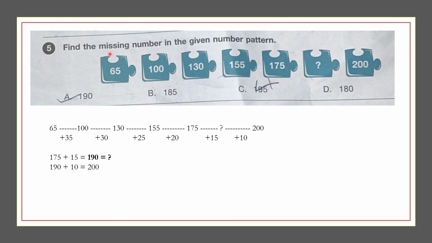Question number 5. Find the missing number in the given number pattern. So 65 plus 35 is 100. 100 plus 30 is 130. 130 plus 25 is 155. 155 plus 20 is 175. Now we have to add 15. So 175 plus 15 equals 190, and 190 plus 10 equals 200. So every time we add 5 less: plus 35, plus 30, plus 25, plus 20. So here at 175 we need to add 15. So we get 190. So the missing number is 190, which is option A.